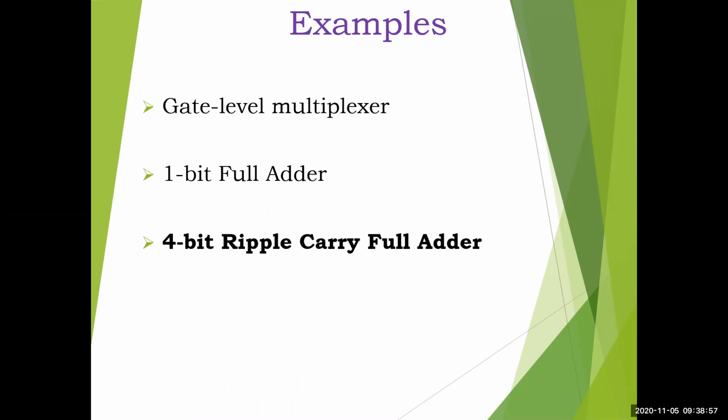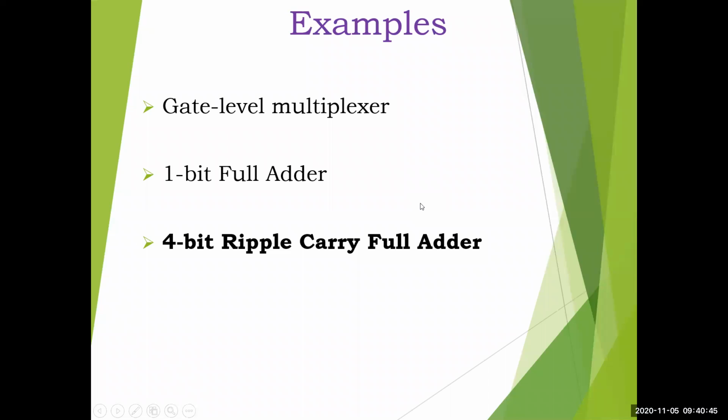It is a 4-bit ripple carry full adder. It is an adder circuit, which means you have to do a Boolean addition, a complete addition. And it is a ripple carry, which means it will be constructed from a 1-bit full adder. The carry out of the 1-bit full adder is given to the carry in of the next full adder. Like that we have 4 full adders, so that's why it is called a 4-bit ripple carry full adder.